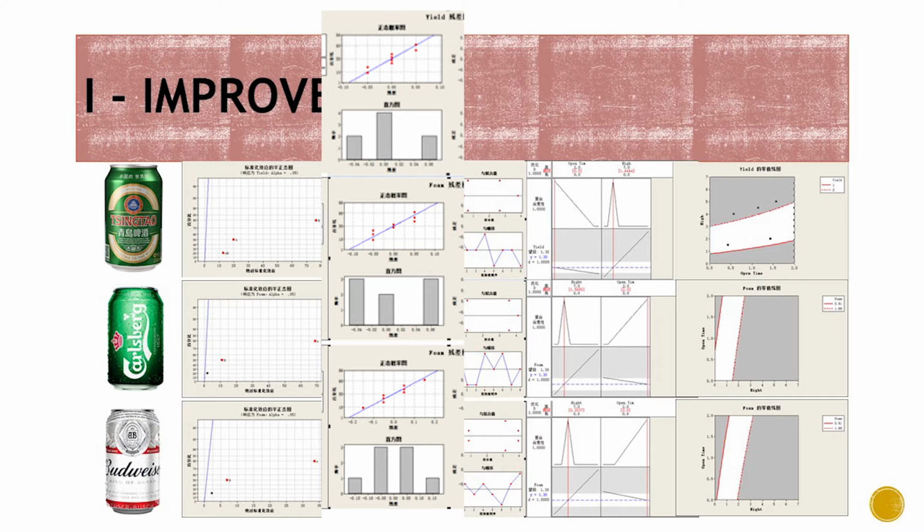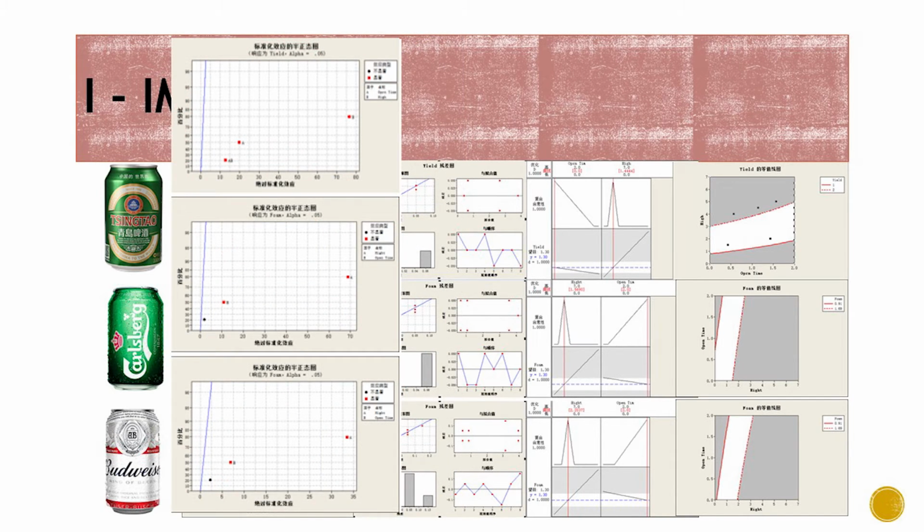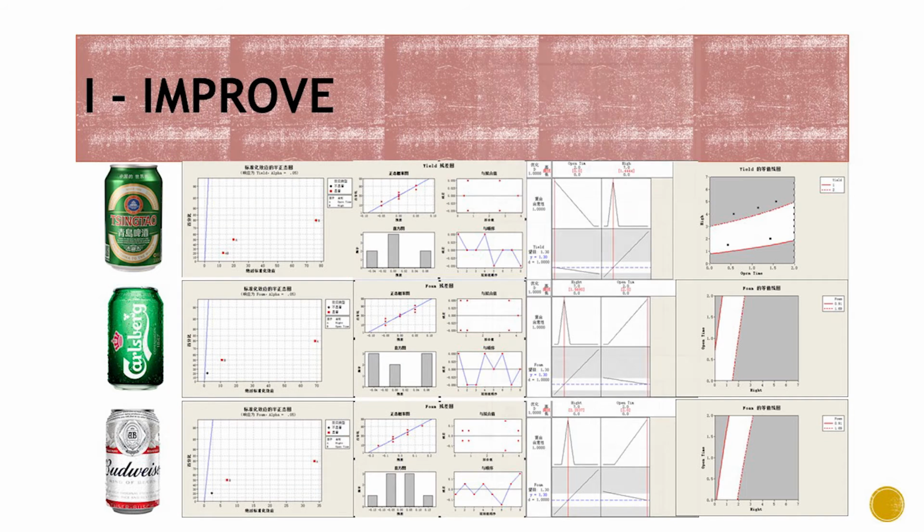And in the normal probability plot, red points indicate both height and time are statistically significant, and the black point shows that the interaction of these 2 factors is not significant.